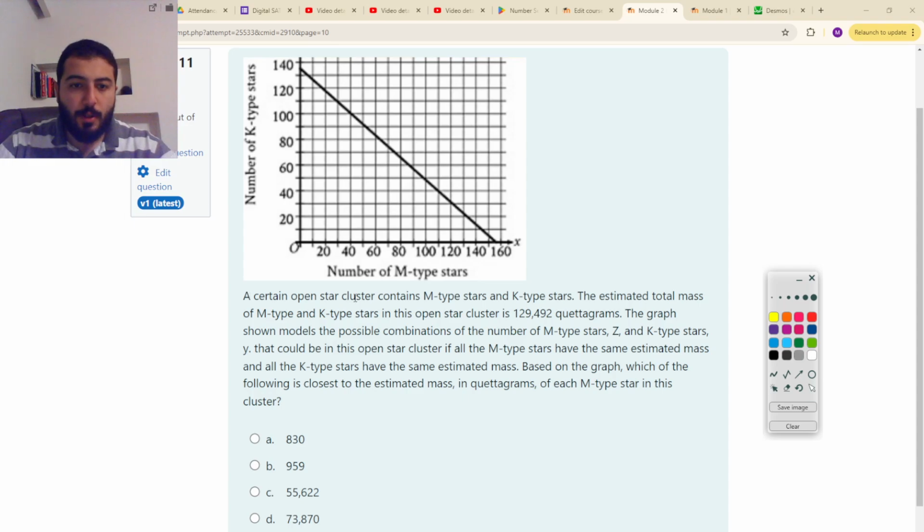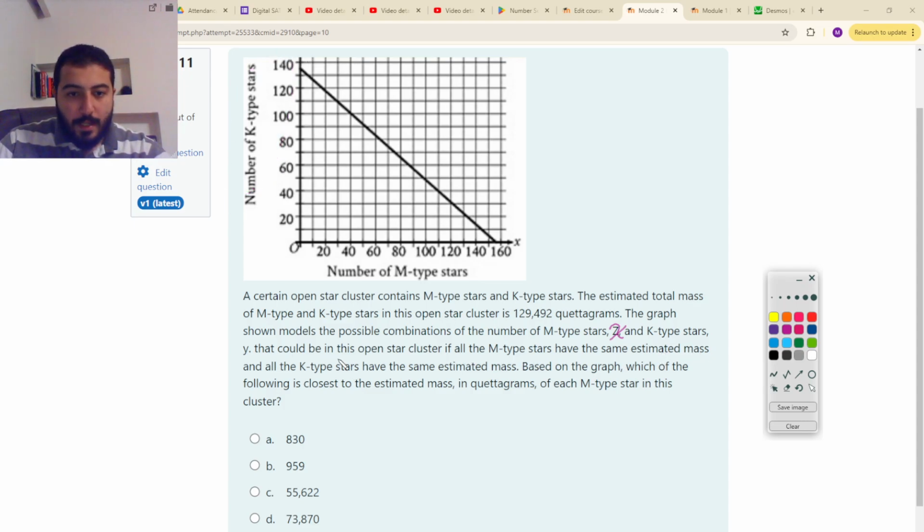Question 11. A certain open star cluster contains M types stars and K types stars. The estimated total mass of M types and K types stars in this open star cluster is 129,492 quatagrams. The graph shows the model of the possible combinations of number of M types stars and K types stars. And he said Z. I see that all of the X's in this exam became Z. I don't know why. It should be X, not Z. And the number of K types is the Y.